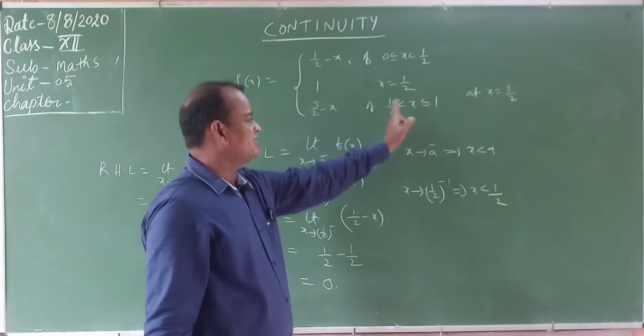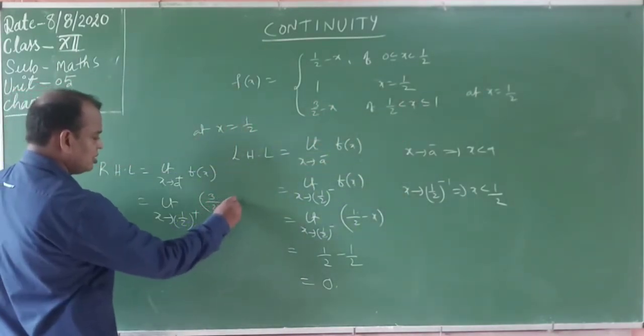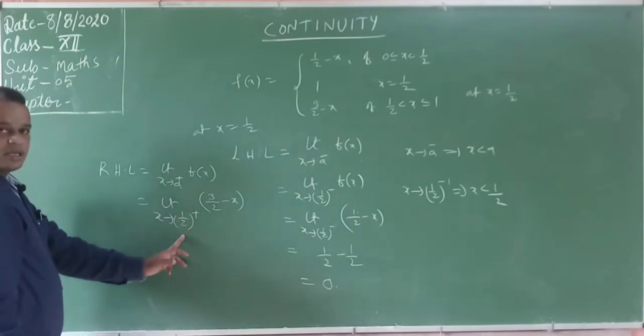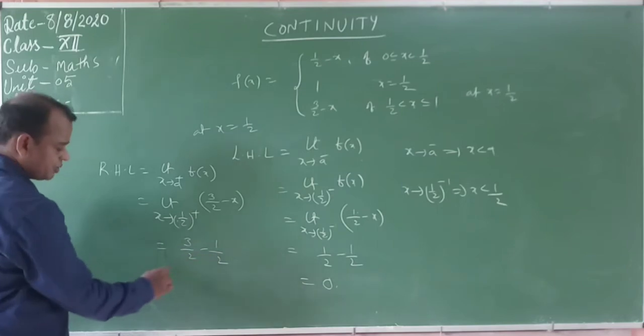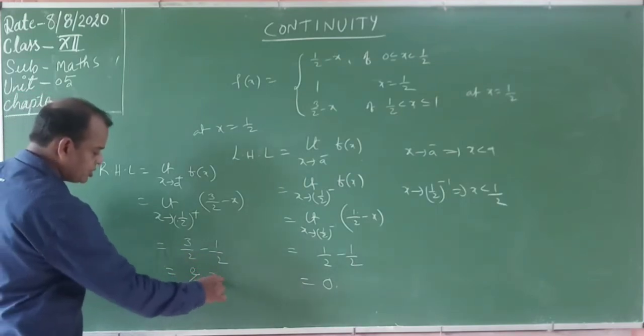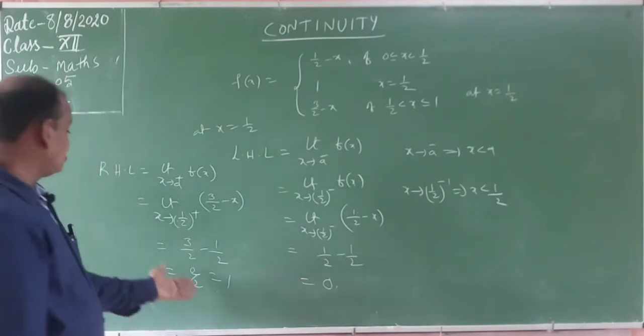1 by 2 less than x, this is more than 1 by 2, so what is the function? 3 by 2 minus x. Now substitute x equal to 1 by 2, that equals 3 by 2 minus 1 by 2. 3 minus 1 means 2 by 2. 2 by 2 means how much? 1. Here observe that LHL is equal to 0, RHL is equal to 1.